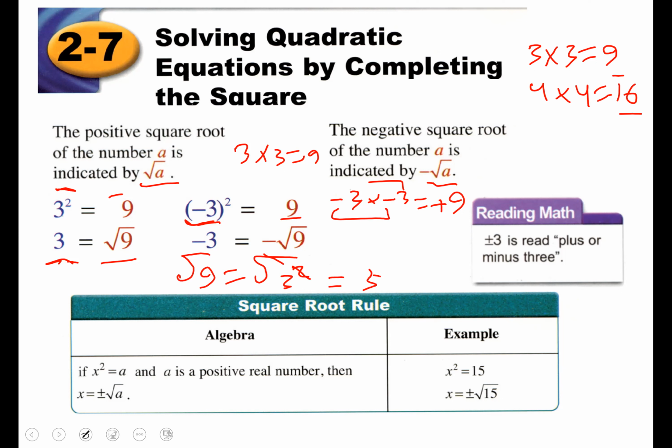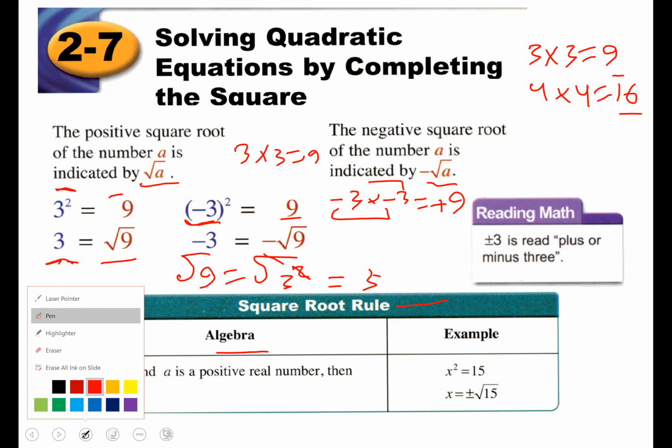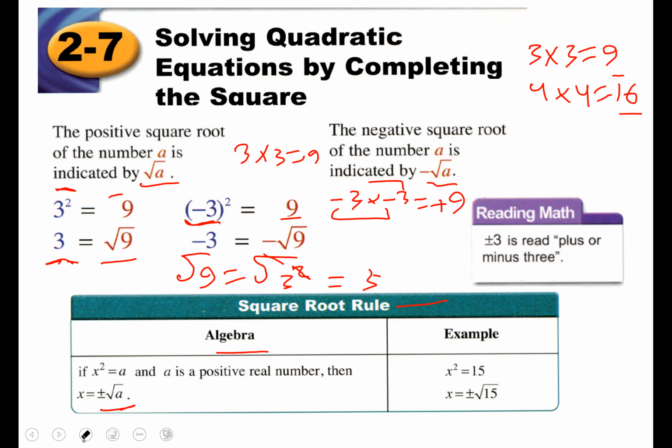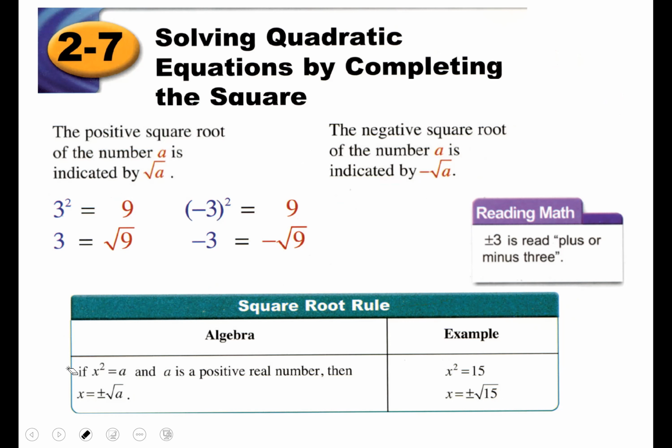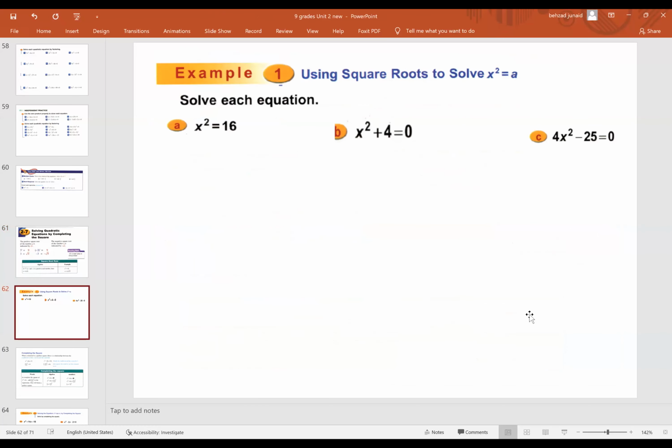And we have the square root rule. As you see here, algebra. If x squared equals a and a is a positive real number, then x equals what? Plus or minus square root of a. That's all, guys. Let me explain this one by example number one.